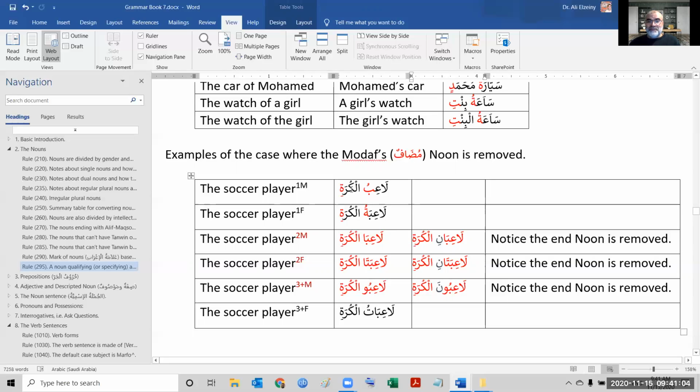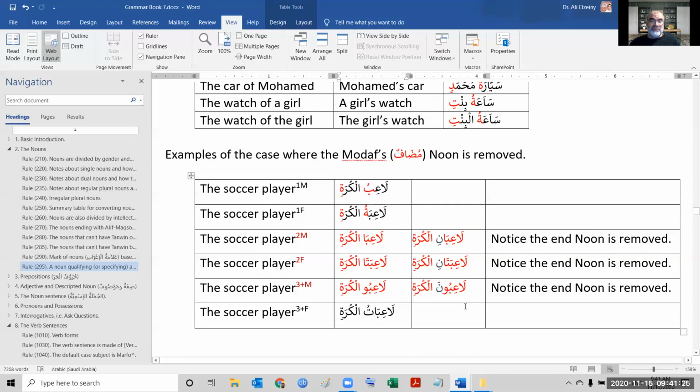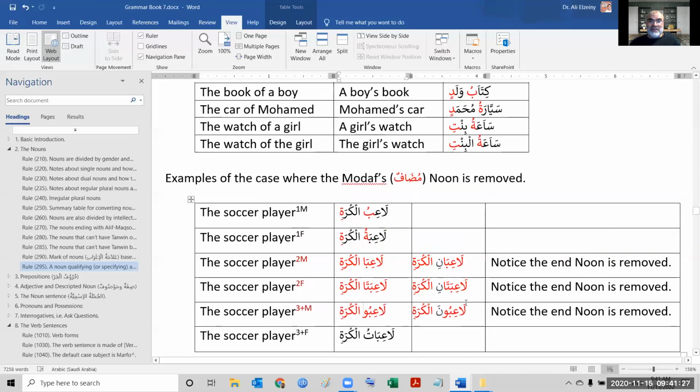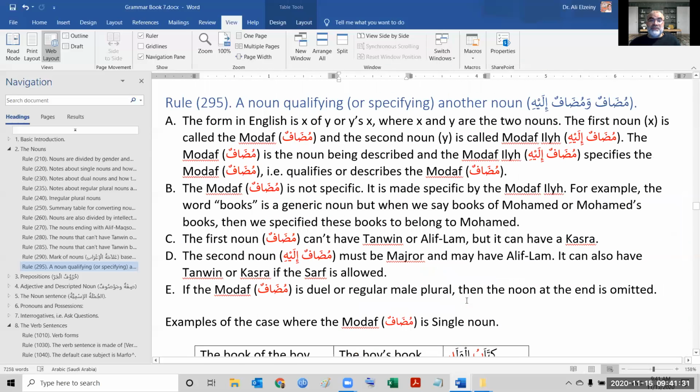So this rule we also have in mind, which is that the noun is not allowed in the first noun. Whenever we see a noun, we remove it. Okay, these are the only 2 rules that we need to learn. Now let's go over the nouns.